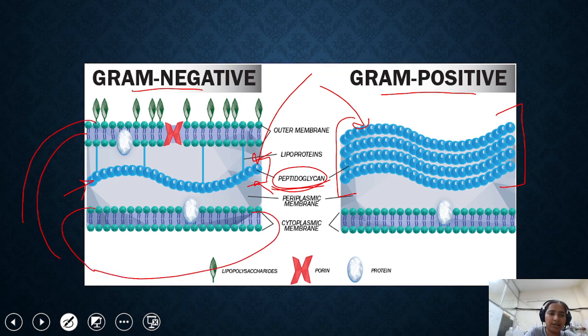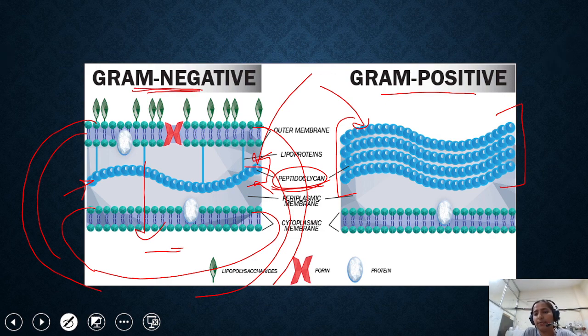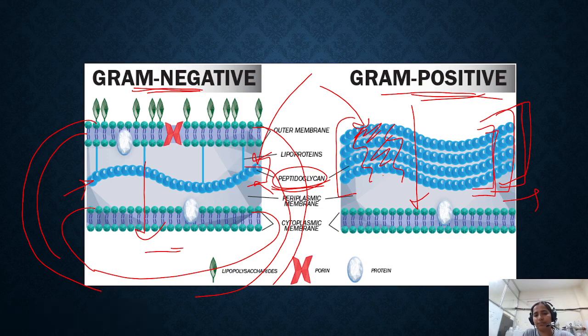Because after this peptidoglycan there is an outer layer also, the penicillin is not able to move inside these gram negative bacteria. But when a gram positive bacterium is present, penicillin won't allow the formation of the peptidoglycan layer, and it will enter the bacteria. When it enters, due to osmotic shock the bacteria will be destroyed or die, because it won't allow the formation of this peptidoglycan layer.